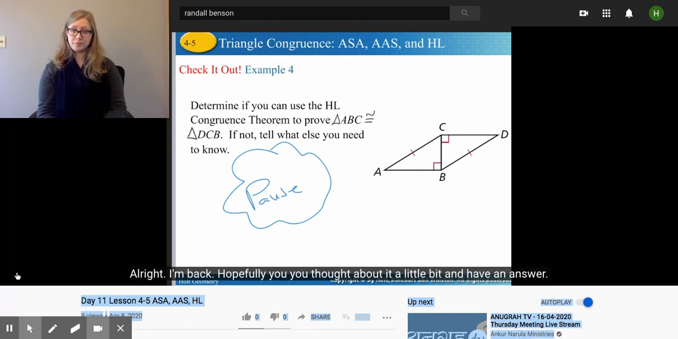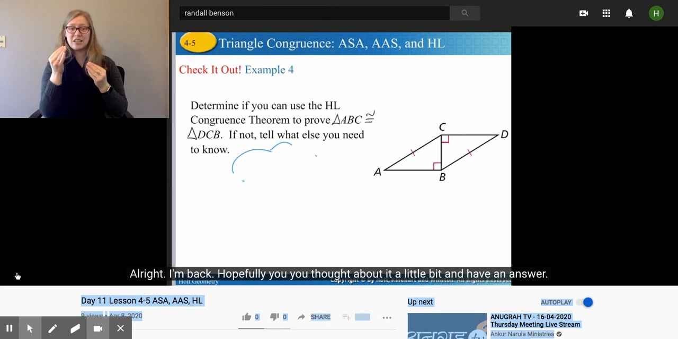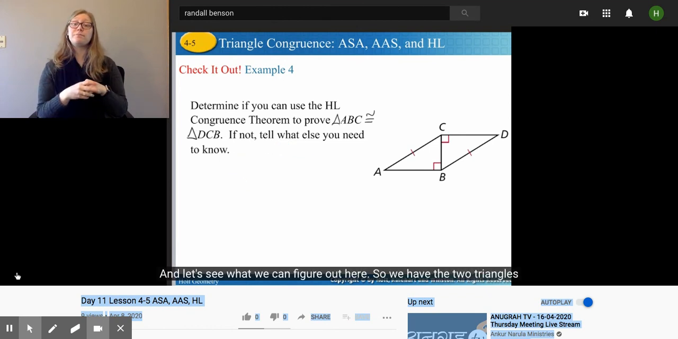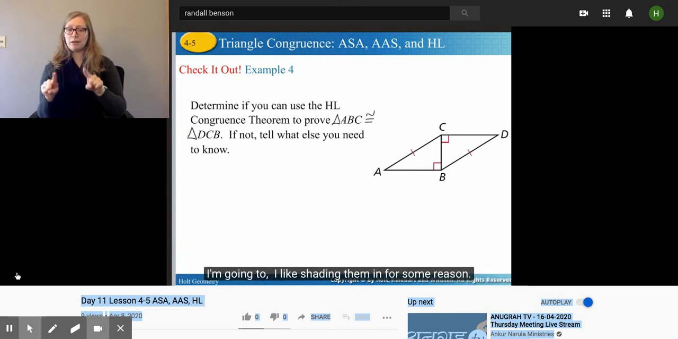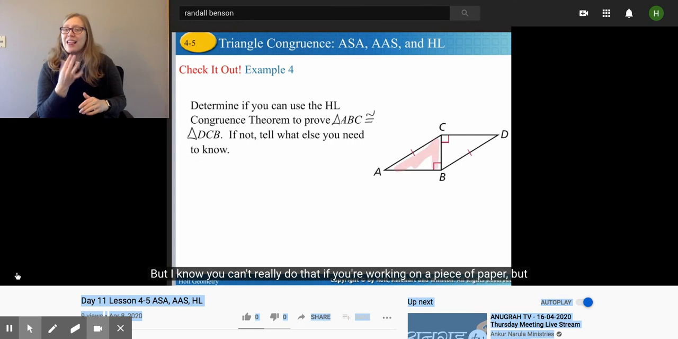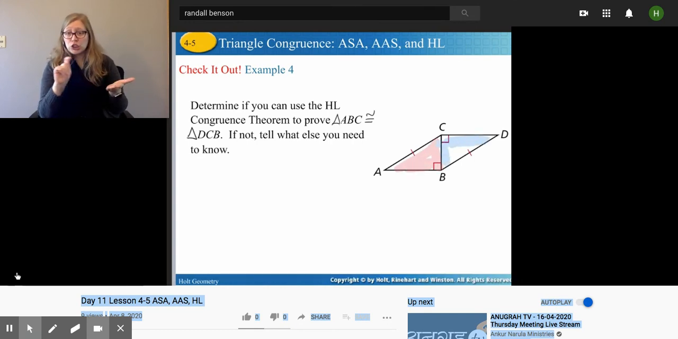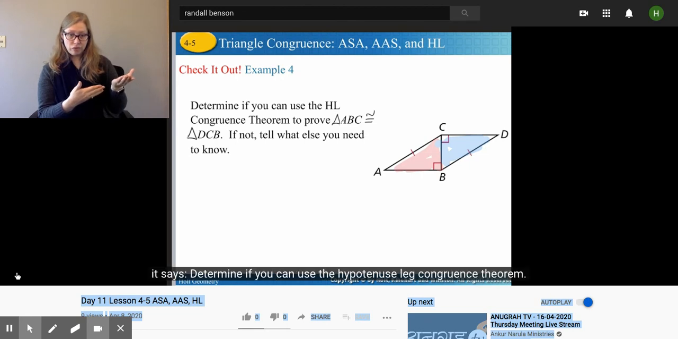All right, I'm back. Hopefully you thought about it a little bit and have an answer. And let's see what we can figure out here. So we have the two triangles. I like shading them in for some reason, but I know you can't really do that if you're working on a piece of paper. All right, so here we go. And it says, determine if you can use the hypotenuse leg congruence theorem.